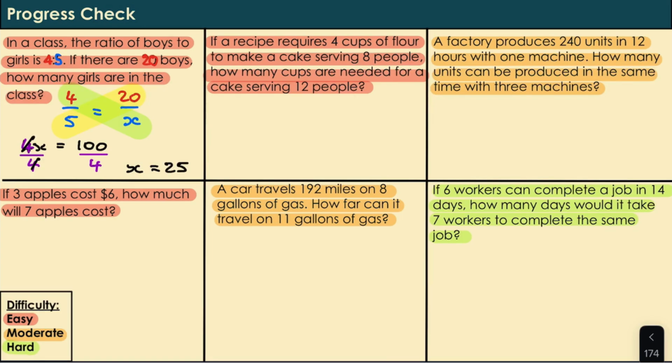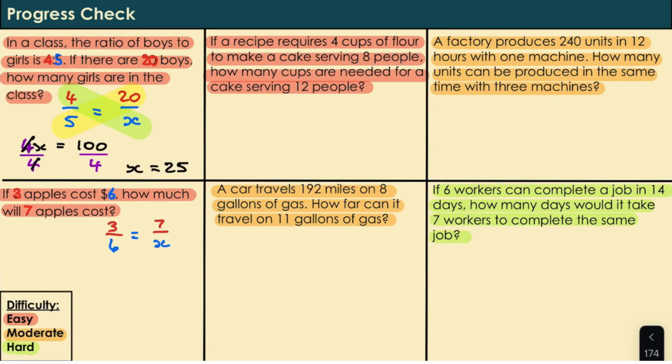There are 25 girls. Next up, let's set up the ratio. We cross multiply. Coefficient of x is 3. We divide by 3 on both sides. 3's cancel. X comes down. And we get $14.